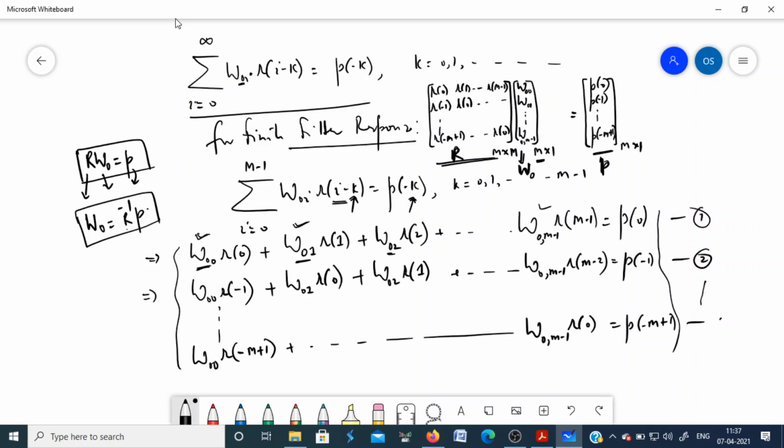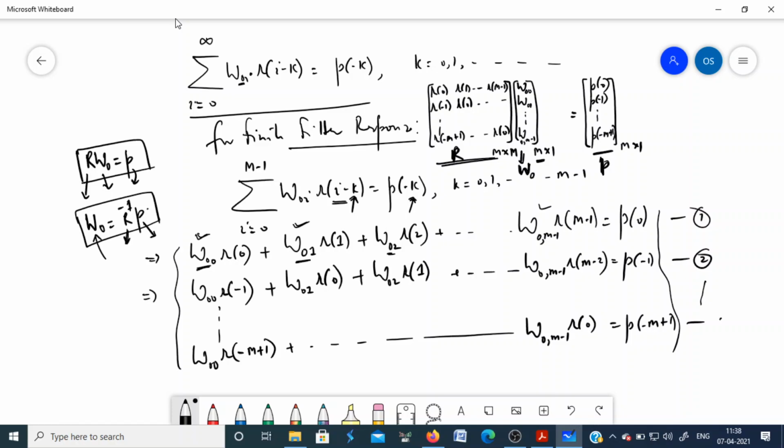What you have to do is just find R, that is the correlation matrix for the input sequence, and P, which is the correlation vector between your input and the desired response. So once you find these two, you can find the inverse of R and multiply with P. You can find a column matrix for W0, which will contain the optimum filter weights.